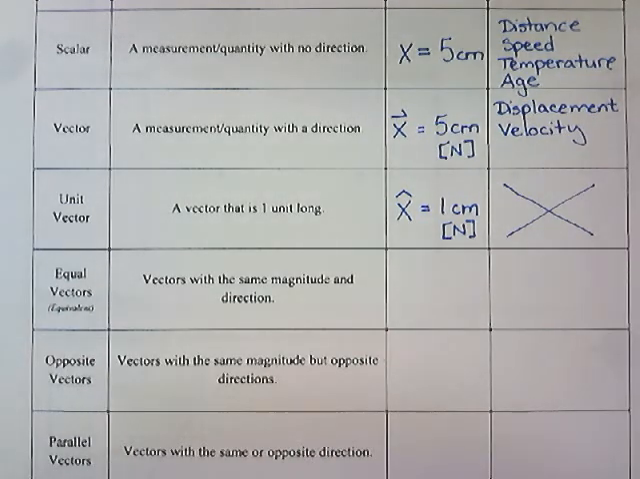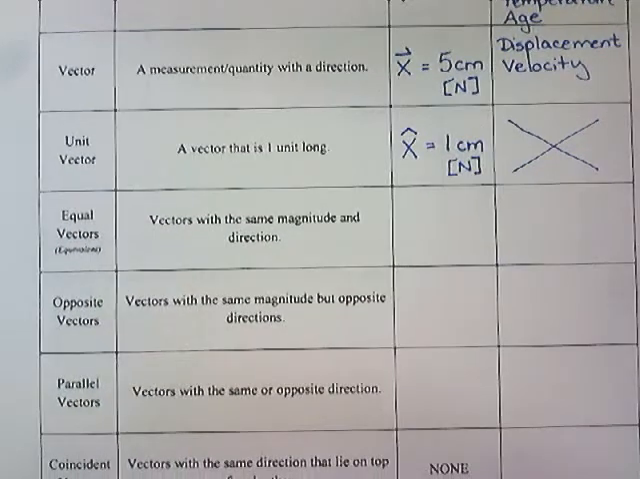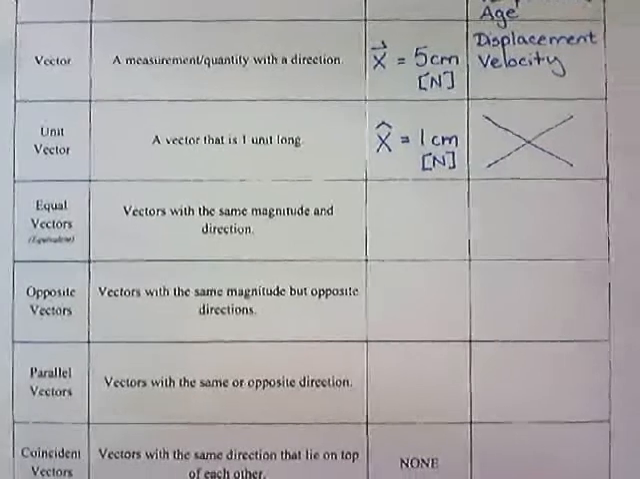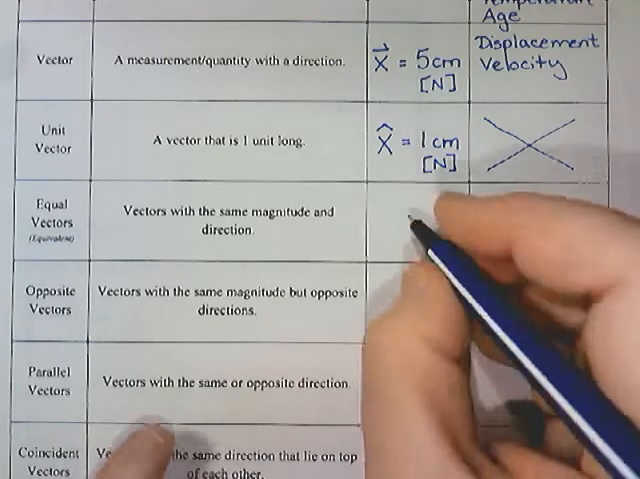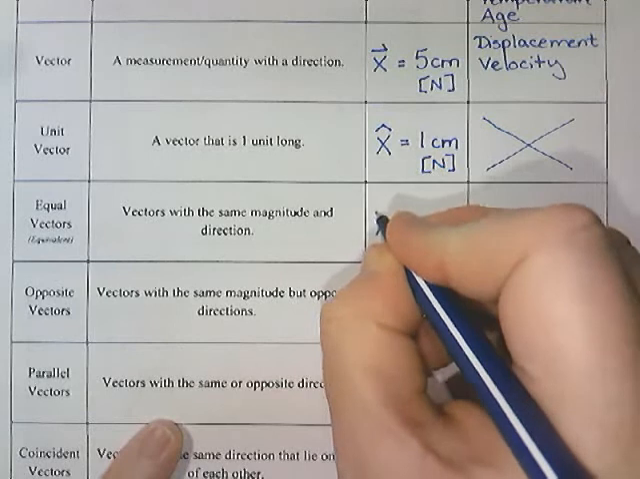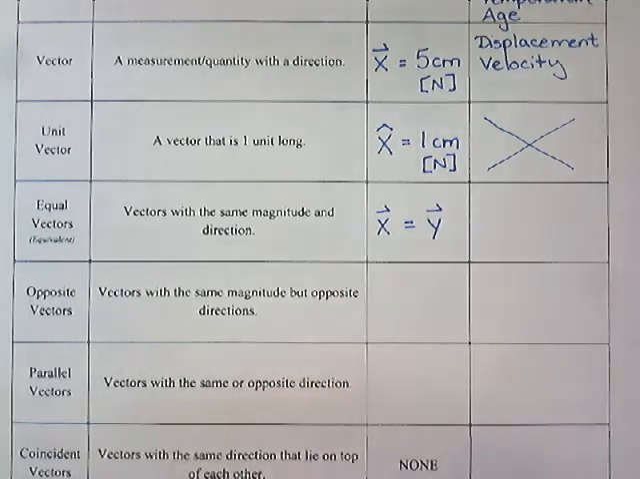All right, equal or equivalent vectors are vectors that are equal. They're the same, which means they have to have the same magnitude, so they have to be the same size, and they have to have the same direction. So they have both the same size or the magnitude and the same direction. So that would mean that vector x and vector y are equal. That's how we would write that.